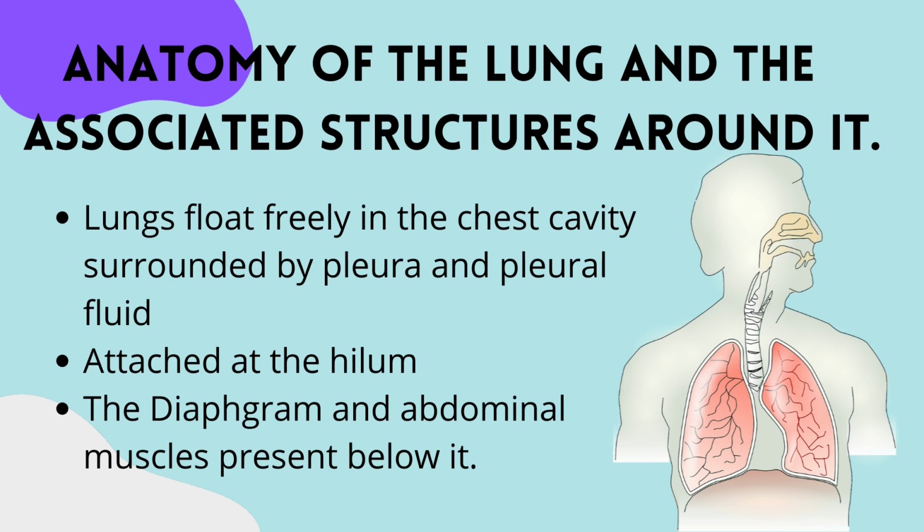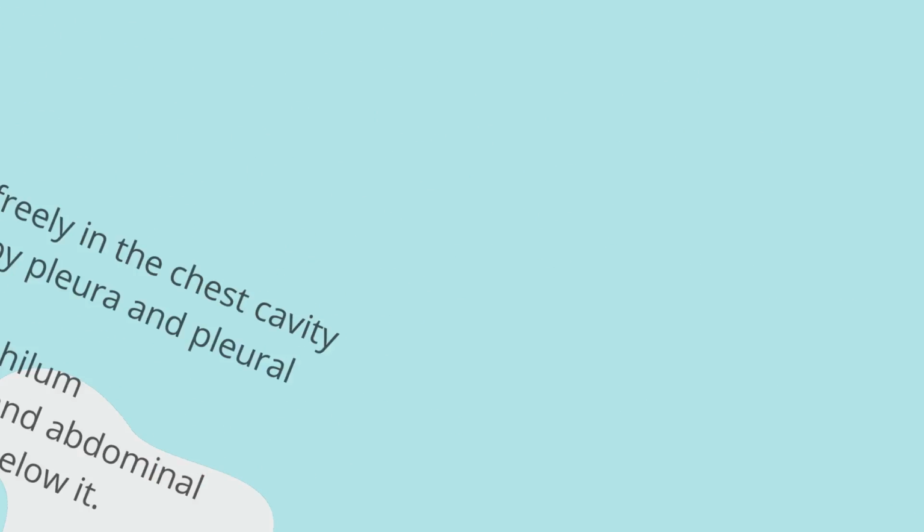So the lungs float freely in the chest cavity surrounded by pleura and pleural fluid. Basically it's not attached to the chest wall by any structure, it's only attached at the hilum. It actually floats freely and it is surrounded by pleura and pleural fluid. There is a diaphragm below it and the abdominal muscles are attached on the rib cage around it and even below it.